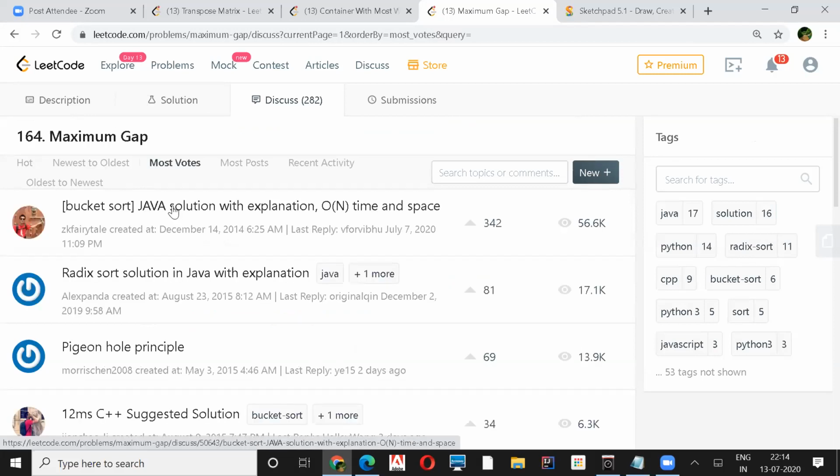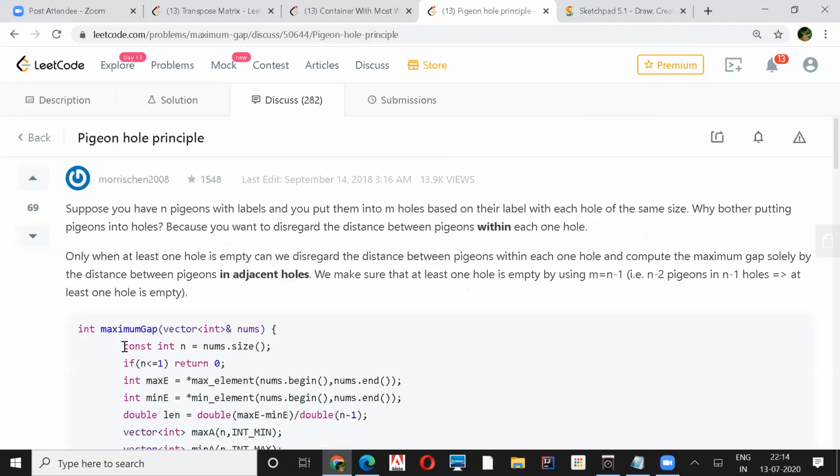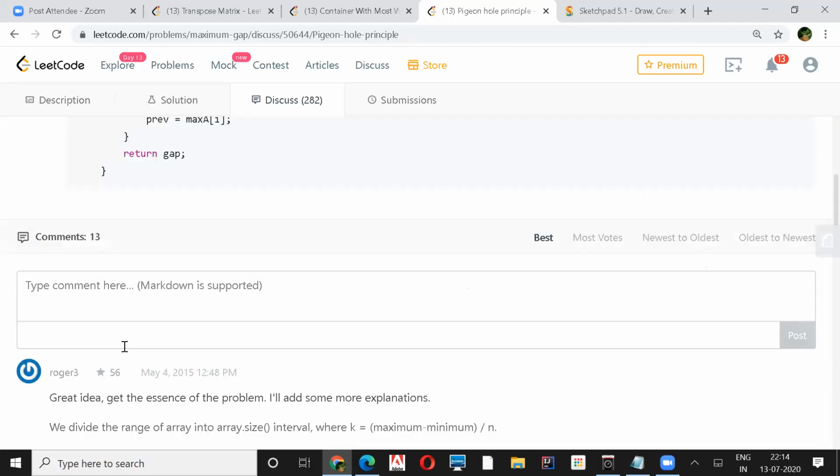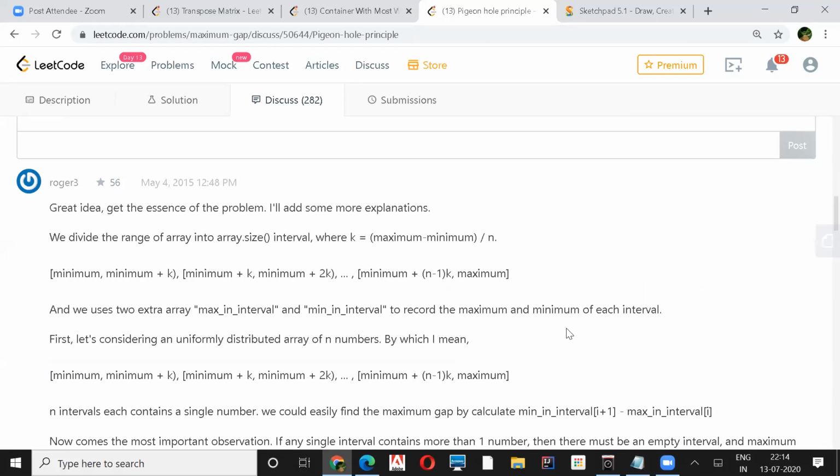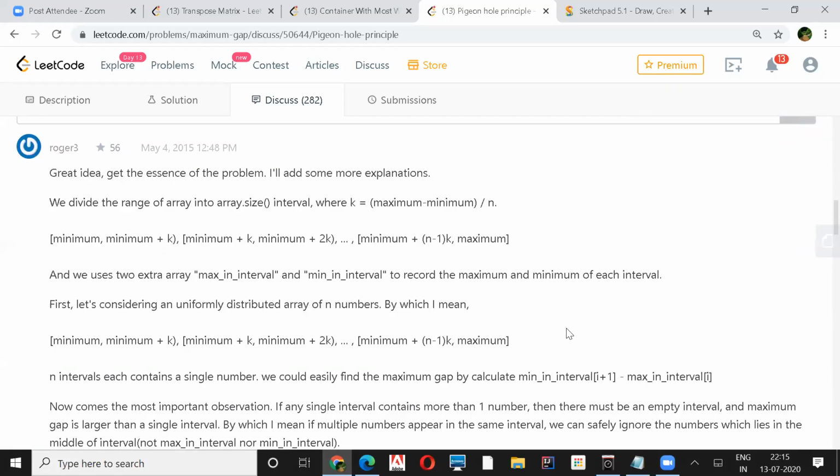The third one, there's a comment explaining why. Can you go down? Yeah, here someone has explained. So this is like we calculated the intervals, right? Yeah. And this is like what I did. The buckets itself. Bucket itself, yeah. And then we use extra array, max interval and mean interval to record maximum minimum of each interval.